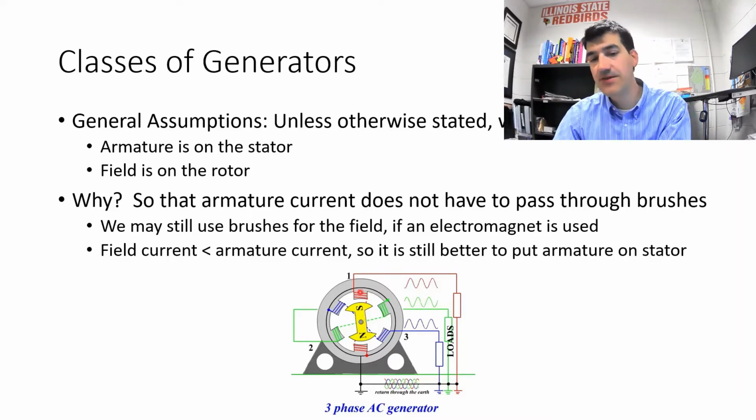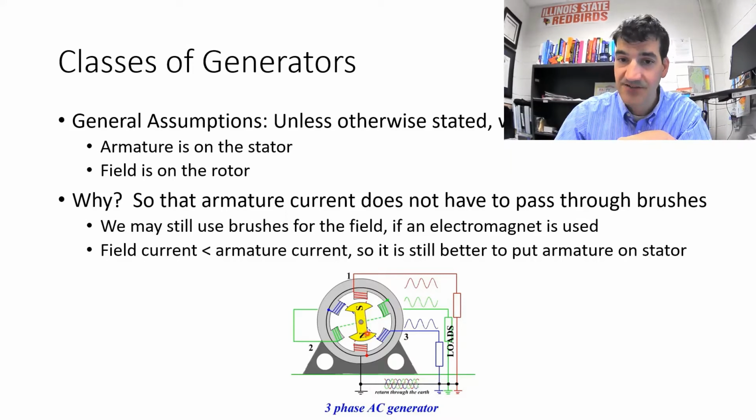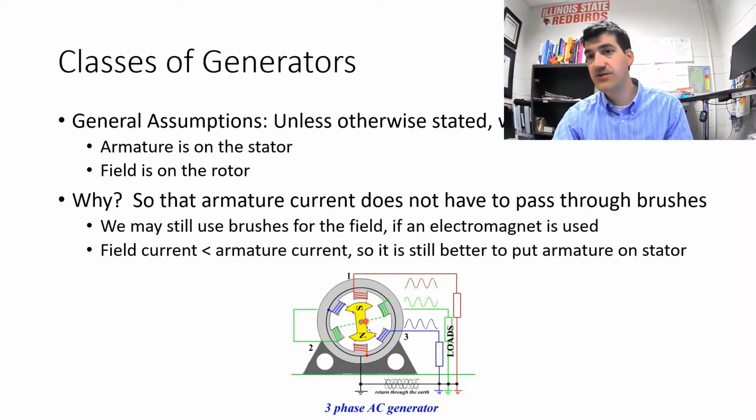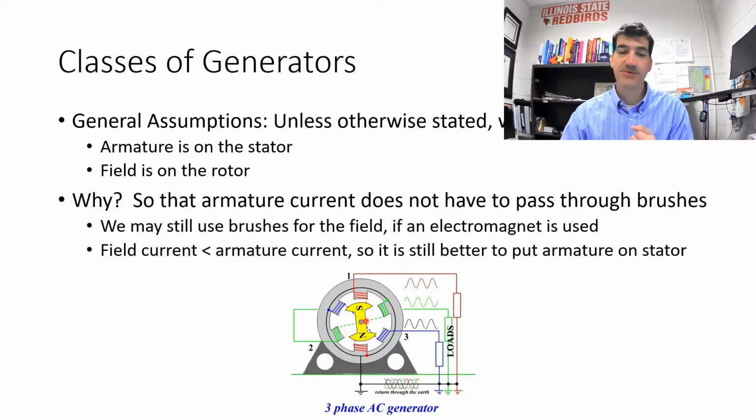So we'd much rather pass current through brushes and slip rings to power an electromagnet right here, to power the electromagnet for the magnetic field on the rotor. We'd much rather do that because our brushes can be smaller and our slip rings can be smaller and cheaper, than put the armature on the rotor, in which case the full current output of the machine would have to pass through slip rings and brushes.